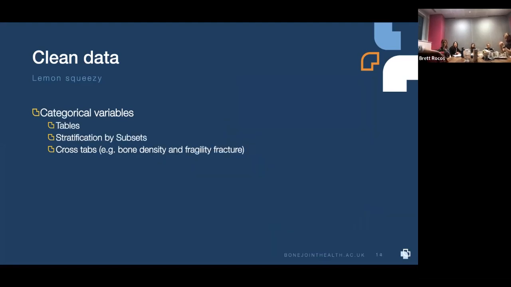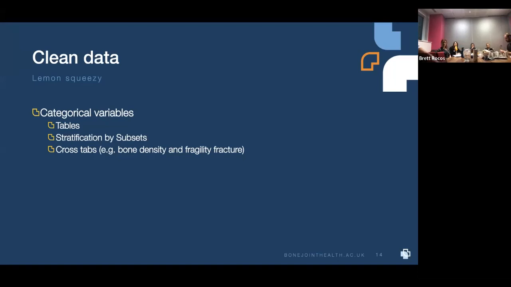The categorical variables are a bit harder sometimes because it tends to be free text, okay? But you can look at tables. You can stratify by subsets. You can say, well, hang on a sec, let's just check male patients. How many male patients have had, I don't know, mammograms or something? Well, that doesn't make a lot of sense. It might make sense, but if a huge percentage have, that's unusual, right? So we'll check that data.